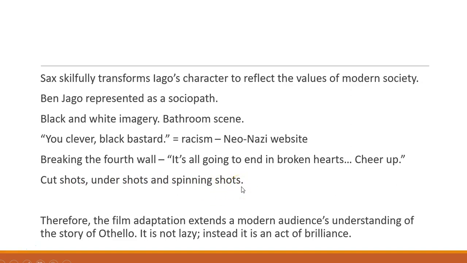interesting and relevant. Okay, and at the end of my point, I bring my idea and my argument back to the question. Okay, he extends the audience's understanding of the story of Othello, and I directly signpost the word lazy here to make sure that the marker is clear that I'm engaging with the question, and then I give my opinion on that.